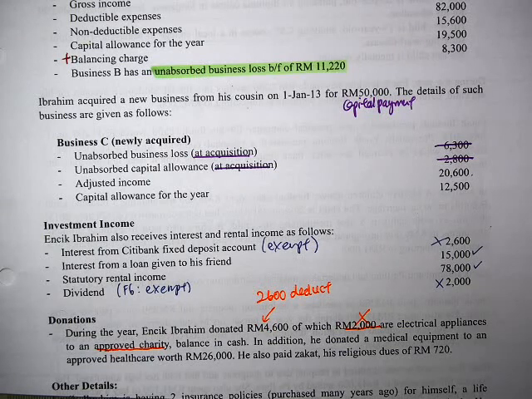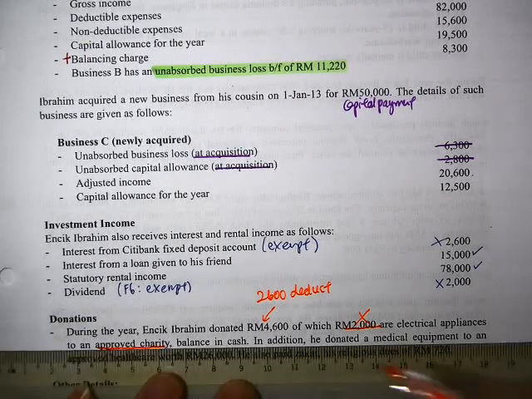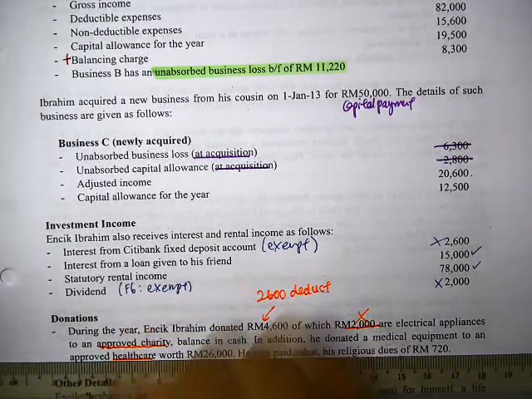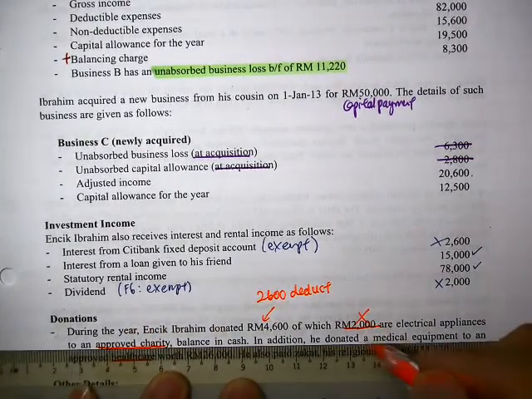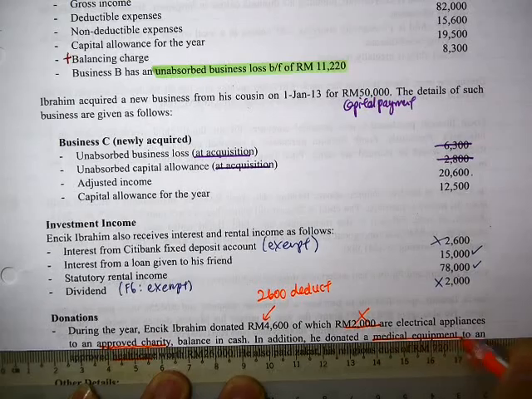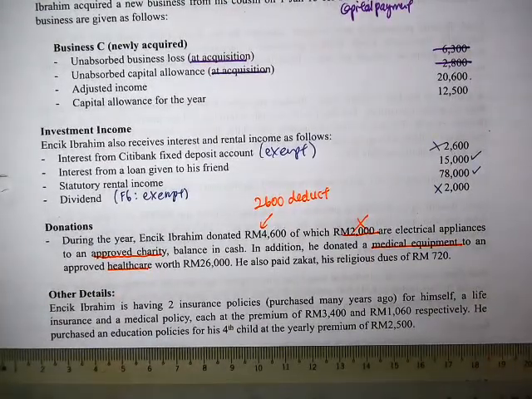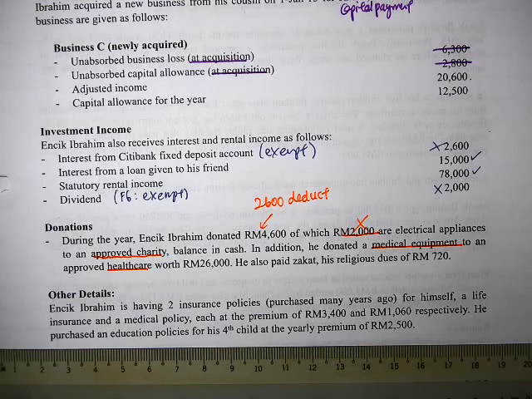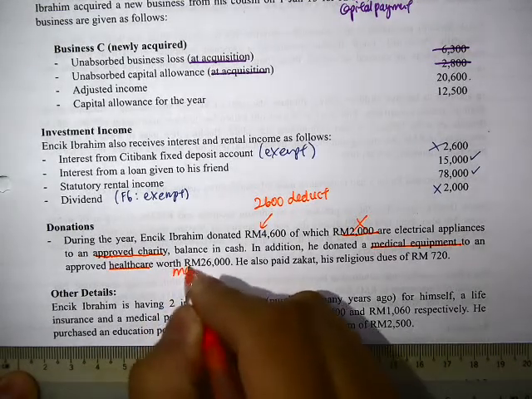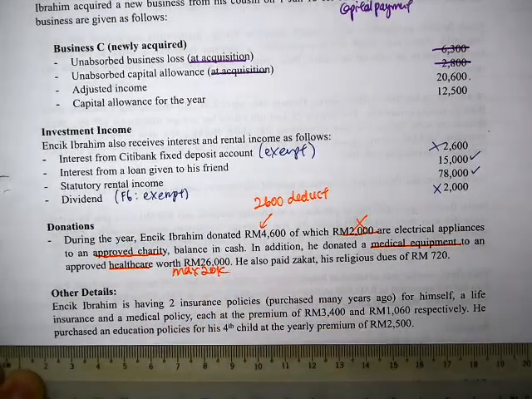Now in addition, he also donated medical equipment worth 26,000 to an approved healthcare center. If it's to a healthcare center, you can donate either cash or medical equipment. So in this case, this 26,000 you can get a deduction, but there's a limit. How much? Maximum 20,000.